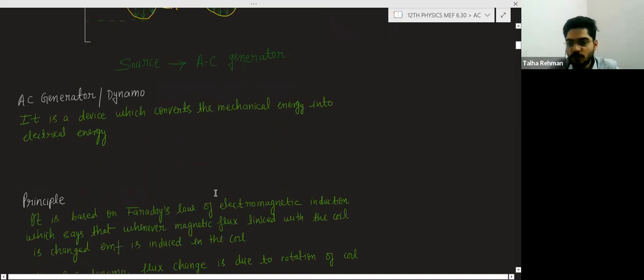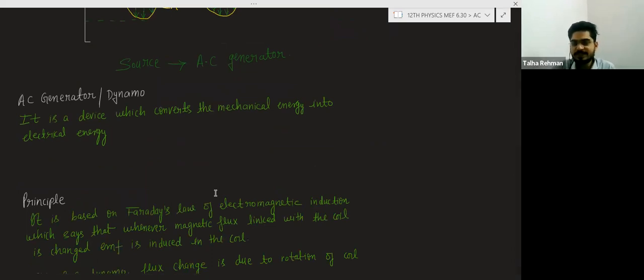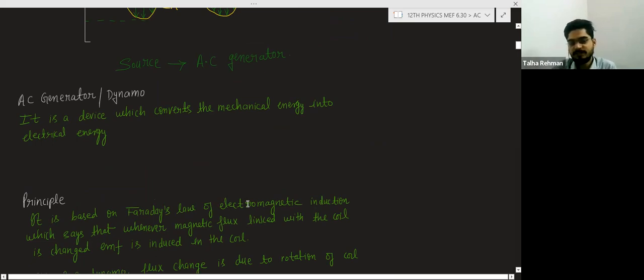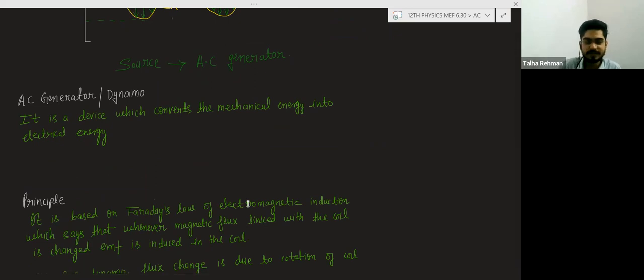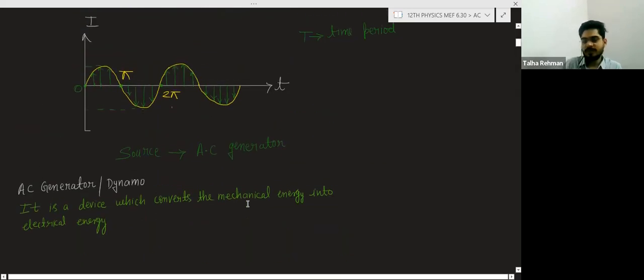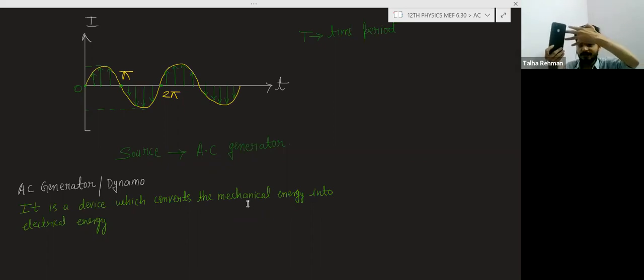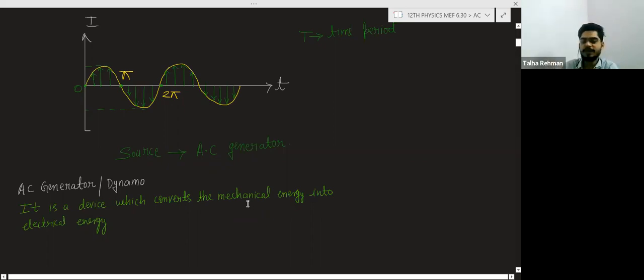So as I have told you, Faraday's law is very important. This AC generator is based on the principle of electromagnetic induction. Basically, what happens in an AC generator is there is one coil, and this coil is rotated in a given magnetic field. Suppose this is the magnetic field and this coil is rotated.